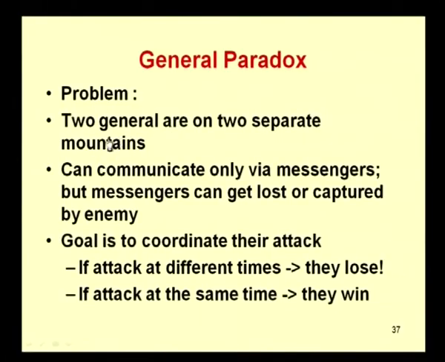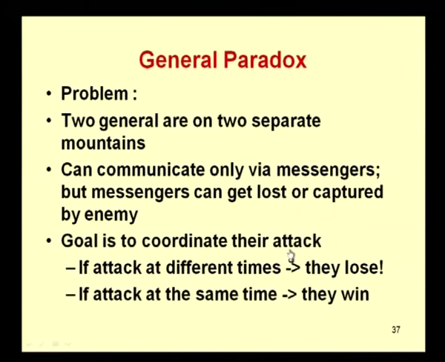Before we go to the two-phase commit protocol, we will have to discuss what is called the generals paradox. Here general means an army general. Two generals are on two separate mountains. They can communicate only via messengers, but messengers can get lost or captured by the enemy. So, the goal is to coordinate their attack.